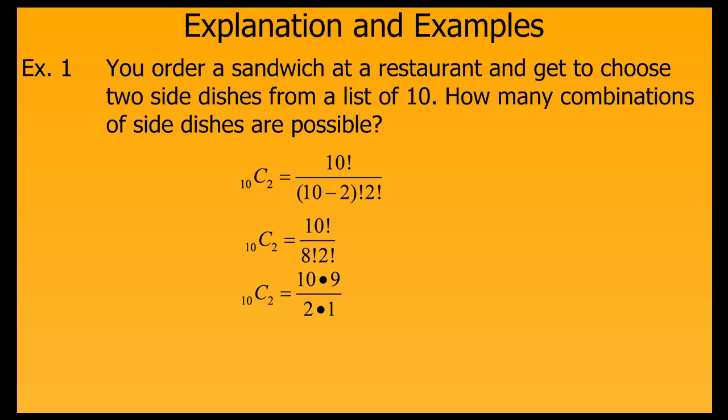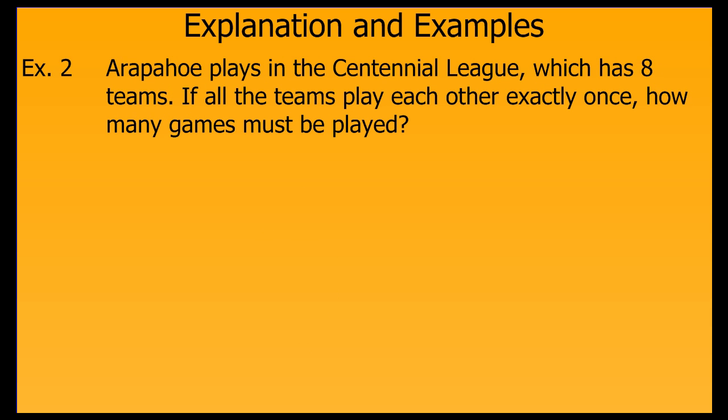If you're not using a calculator, that would simplify down to this when you divide out common factors. If you are using a calculator, you can just plug it into the formula. That then works out to be 45 total combinations. Let's look at another example.